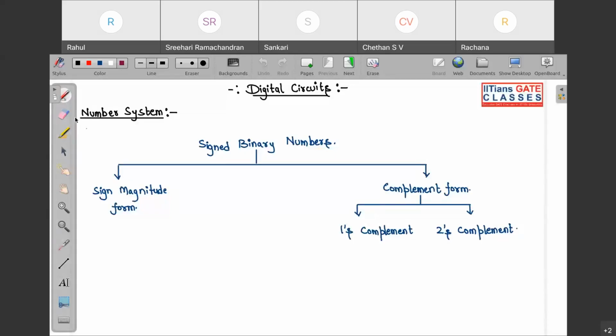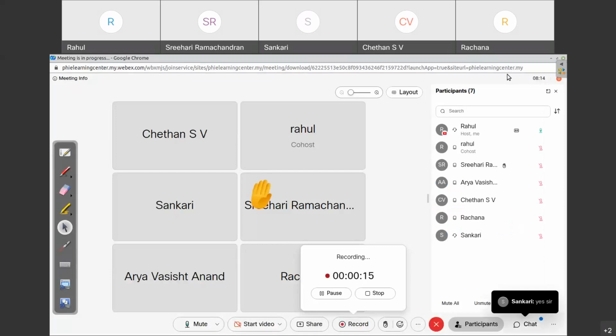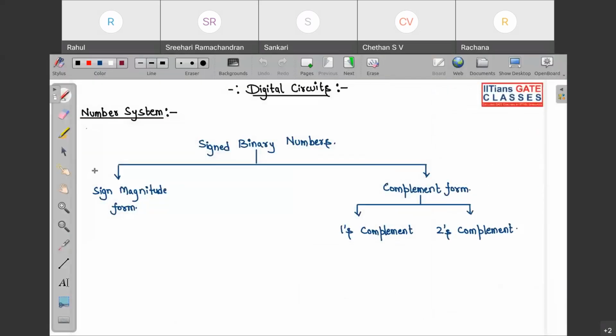So today is our first session of digital electronics. First confirm, am I audible properly? Am I audible? And is my screen sharing okay? Yeah, then it's okay. So today is our first session and we are going to see your digital electronics.